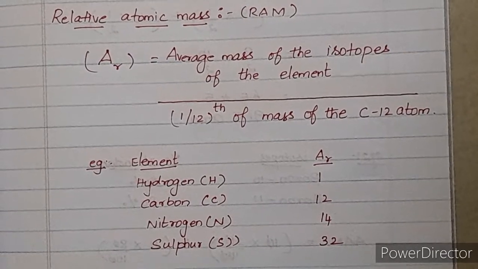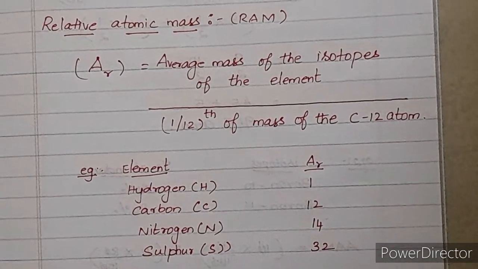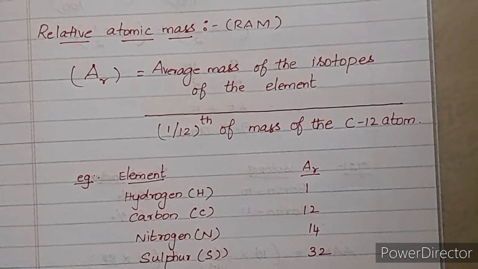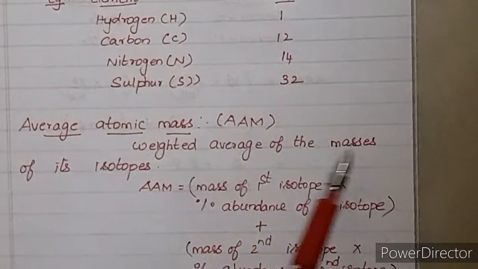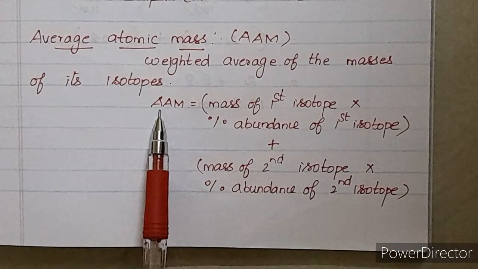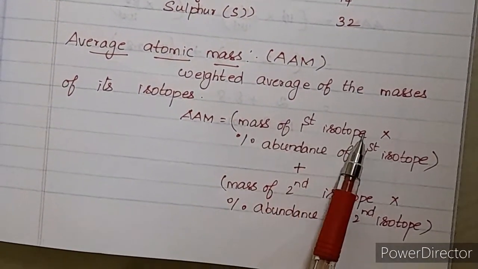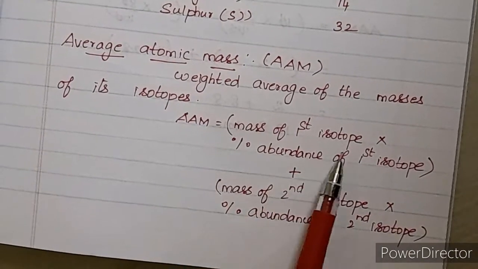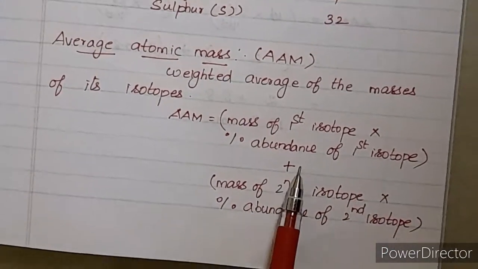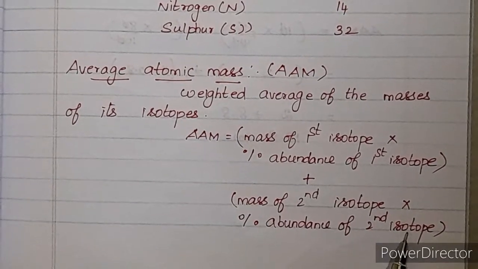Next we'll see what is average atomic mass. Now average atomic mass is calculated using this formula. Average atomic mass is nothing but the weighted average of the mass of isotopes. Now AAM, that is the average atomic mass, is calculated as mass of the first isotope into percentage abundance of the first isotope plus mass of the second isotope into percentage abundance of the second isotope.